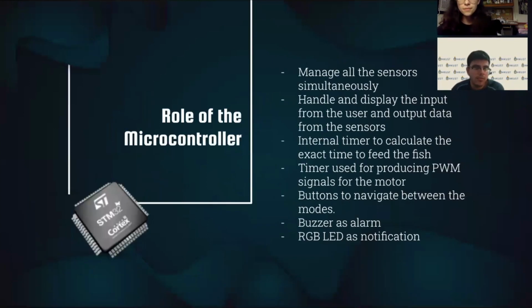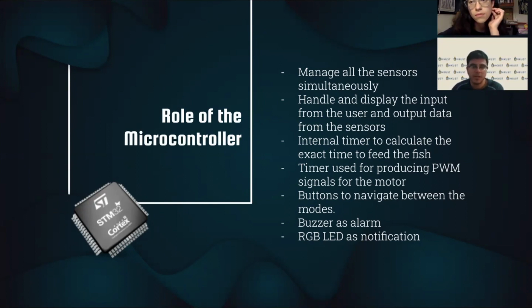The main role of the microcontroller can be divided into three main aspects. The first aspect is the microcontroller being a sort of management system for all the sensors. There will also be an internal timer to calculate the exact time to feed the fish. When the time to feed the fish is suitable, the motor is expected to turn, but in order for the motor to turn, we require a PWM signal. So a timer will be used for producing PWM signals for the motor.